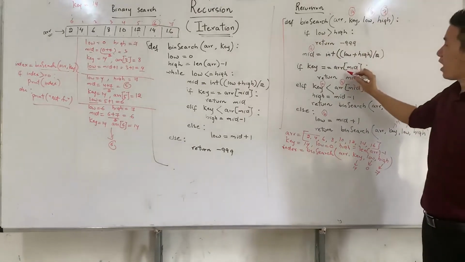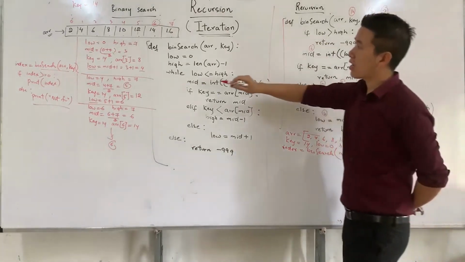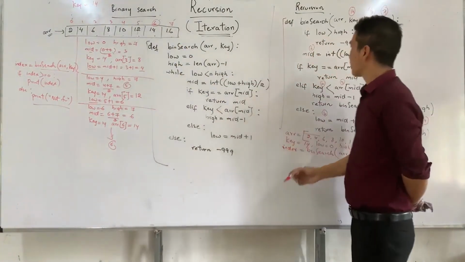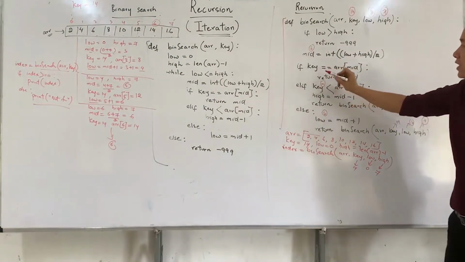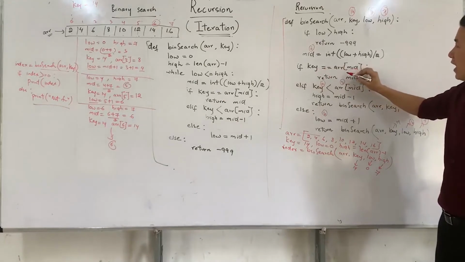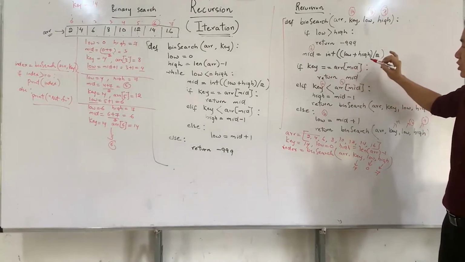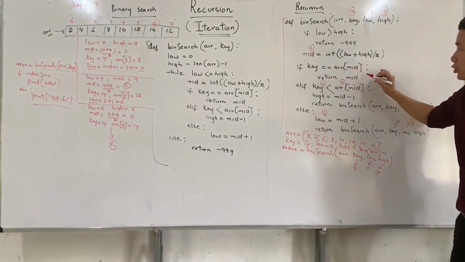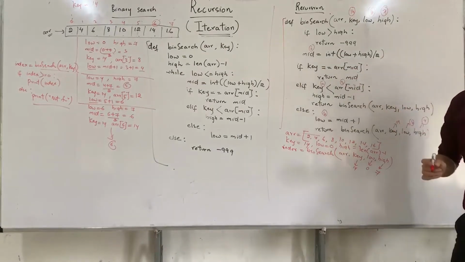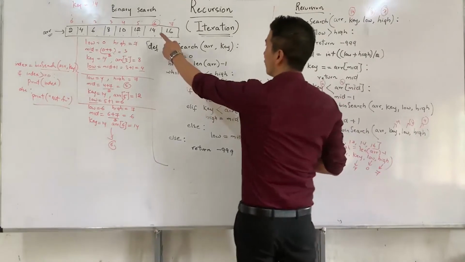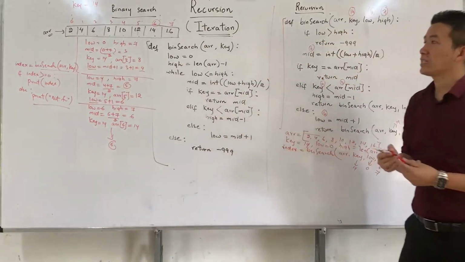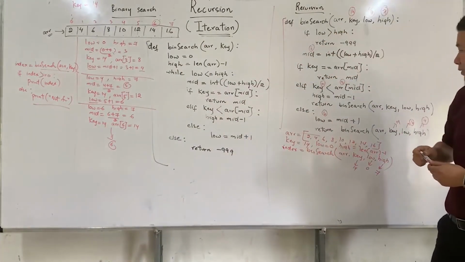Okay, and then ARR of 6 is 14. So this time you will see a match between the value of key, which is 14, and ARR of 6, which is again 14. So the final value of mid, which is 6, will be returned, indicating that the value 14 indeed resides at index number 6.